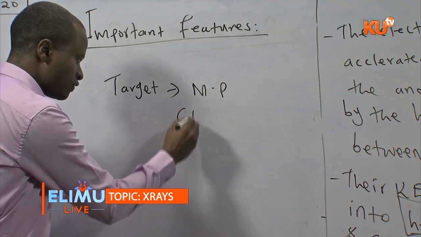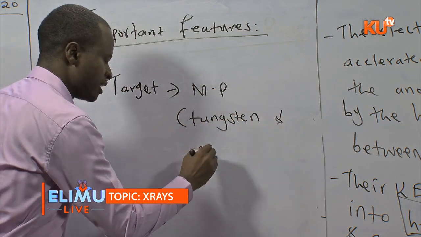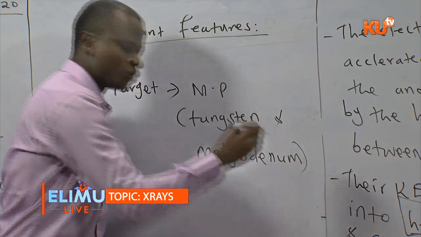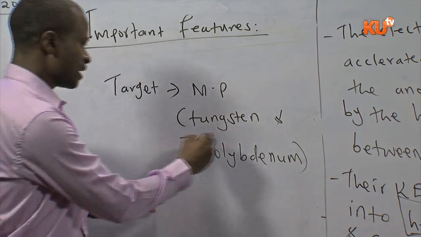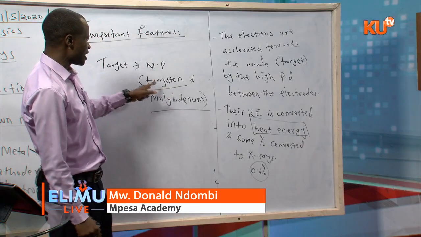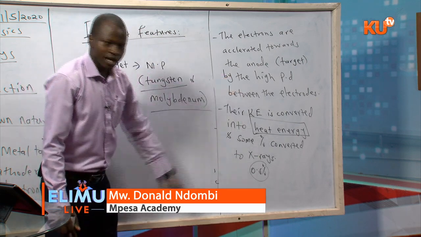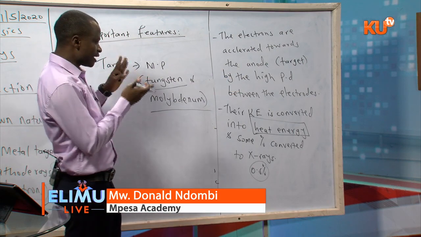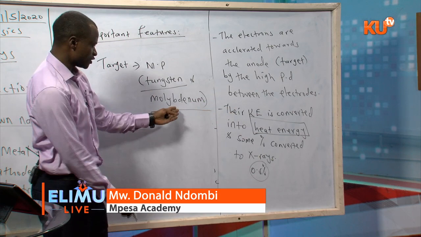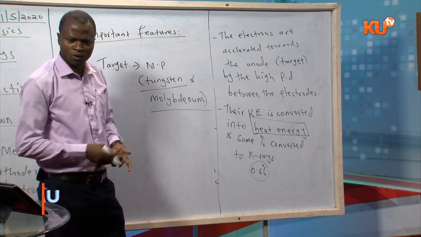And examples of this is tungsten and molybdenum. So we can ask, why do we use tungsten as the anode or as the metal target? The reason is it has a high melting point to withstand the high heat produced at that particular point, because 99.5% of the kinetic energy is converted to heat. Therefore, if we put there any other metal, what will happen? It will melt. So you will not produce any X-ray.